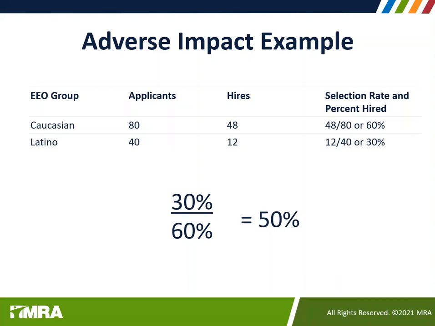Second, identify the group which has the highest selection rate. In this example, it's Caucasians with a 60% selection rate. Third, determine adverse impact by dividing the selection rate of Latinos by that of Caucasians: 30% divided by 60%, which yields 50%. Since this is below 4/5 or 80%, it is possible evidence of adverse impact on Latino applicants. Let's give you a chance now to practice calculating adverse impact rates.